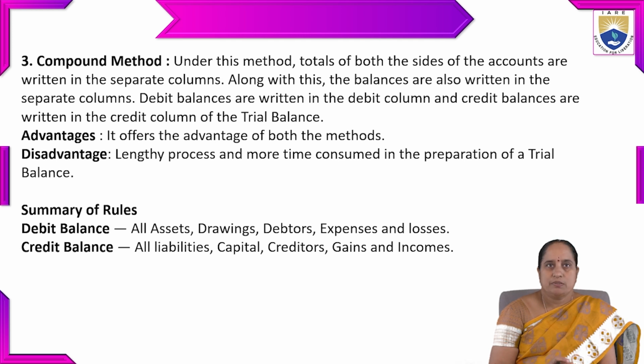So one should remember the summary of rules. Debit balance means all assets, drawings, debtors, expenses and losses; those should be mentioned on the debit side of the trial balance. Whereas coming to credit balance, it includes all liabilities, capital, creditors, gains and incomes.